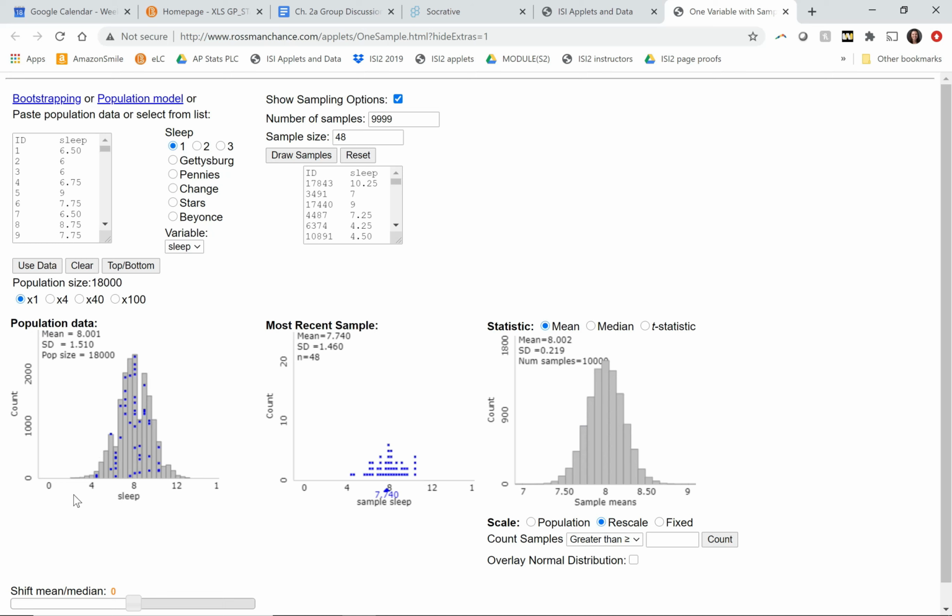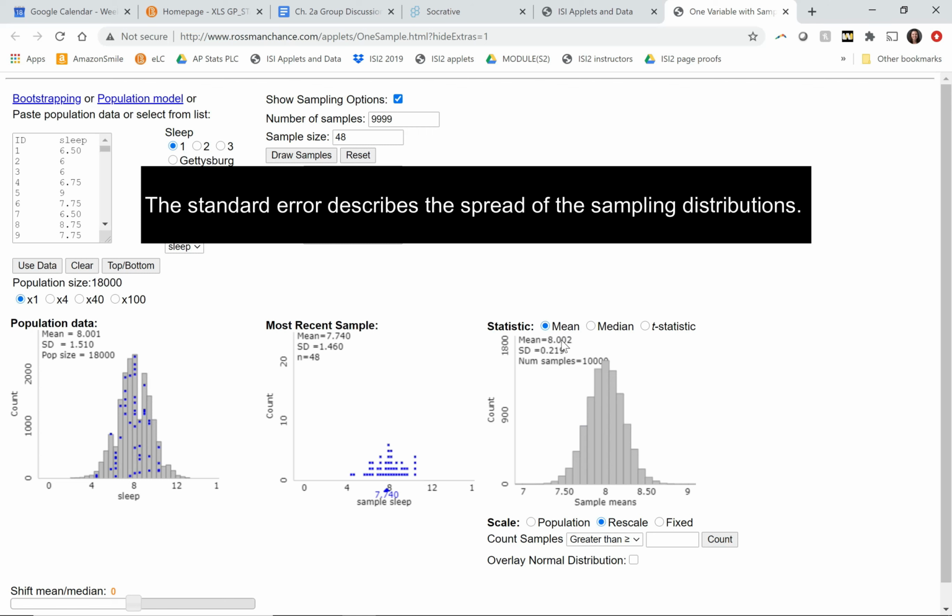That's extremely unlikely. What's going to actually happen is that you've got some from the top and some from the bottom, and they all kind of balance each other out. So you end up with means that are close to 8, right? It looks like they really only go from a little below 7.5 to a little above 8.5. And this number that's describing the spread of the sampling distribution, remember that number is called the standard error.